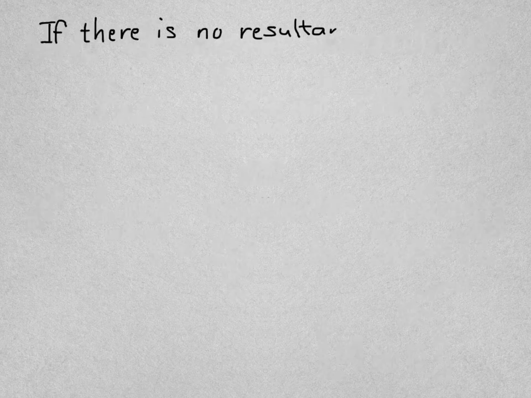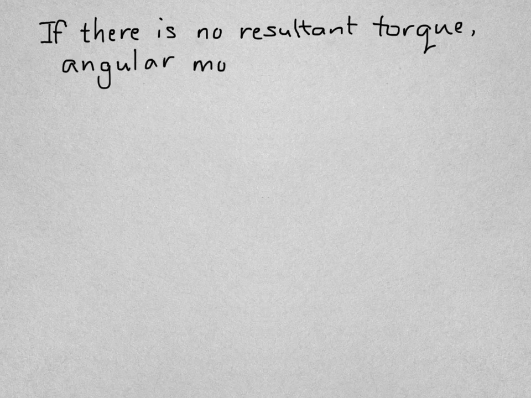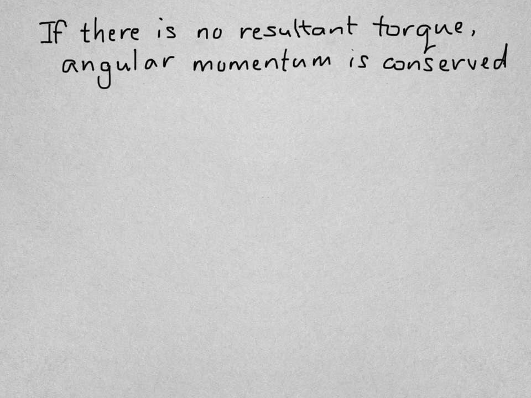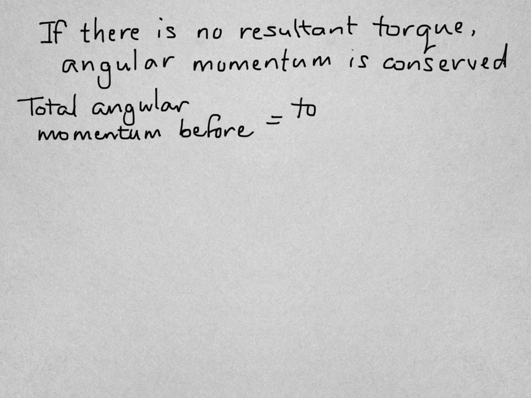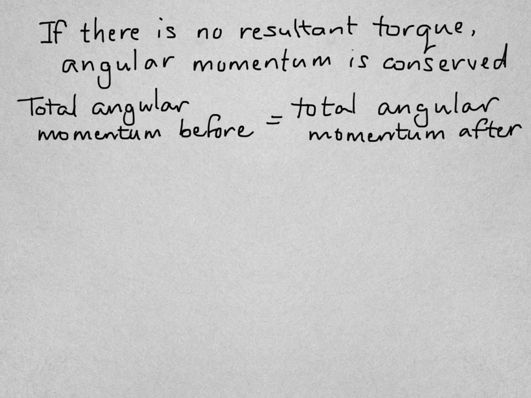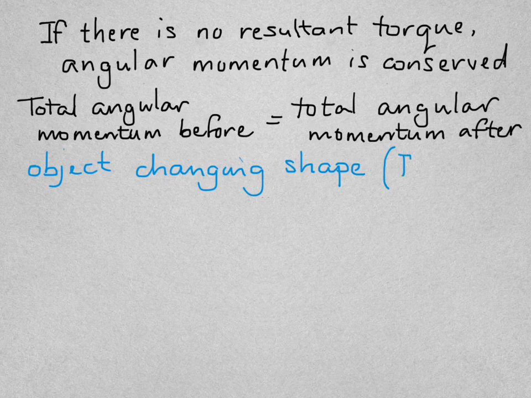Okay, if there's no resultant torque, then angular momentum is conserved, and that's the basis of a lot of problem solving. So the basic idea is that total angular momentum before some sort of change is equal to the total angular momentum after the change. Three basic circumstances. It could be an object changing shape, such as the skater we've already discussed. Another object mentioned in the textbook is a neutron star, which is a collapsing star.